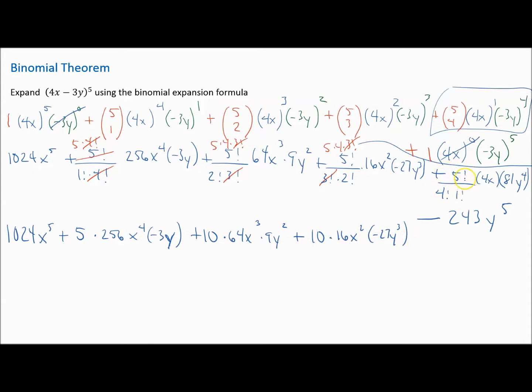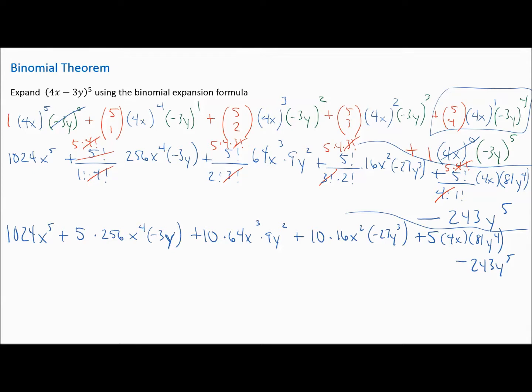Right here, 5 factorial over 4 factorial times 1. I can write that 5 factorial as 5 times 4 factorial and cancel those 4 factorials, which is 5 divided by 1, which is just 5. So that's going to be plus 5, and then you still have times 4x from here times 81y to the 4th there. Finally, minus, this last term right here, 243y to the 5th. It's huge, but I'm about to write our final answer.